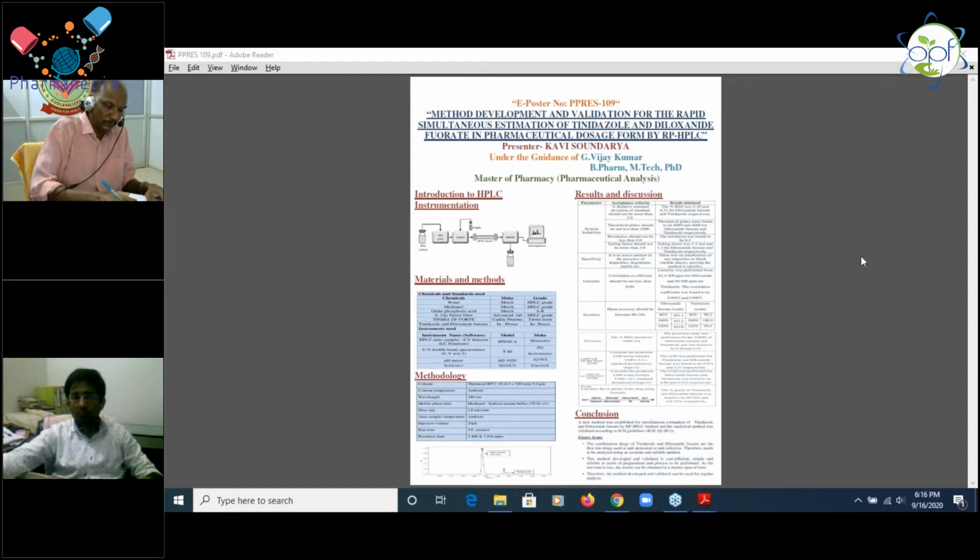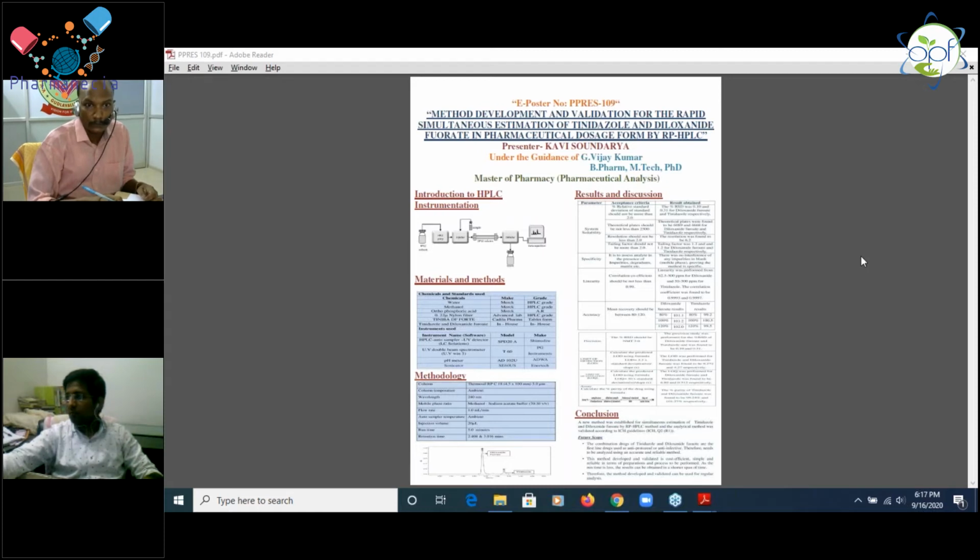Coming to the introduction to HPLC, because I'm using an RP-HPLC method, the column I have taken is a C18 column, which is a hydrophobic column, and a hydrophilic mobile phase is used, that is methanol and sodium acetate buffer. Coming to the materials and methods, I used methanol, water, orthophosphoric acid to adjust the pH, and a 0.22 micron nylon filter for filtering of the mobile phase. And the API drugs that I've used are tinidazole and diloxanide furoate.